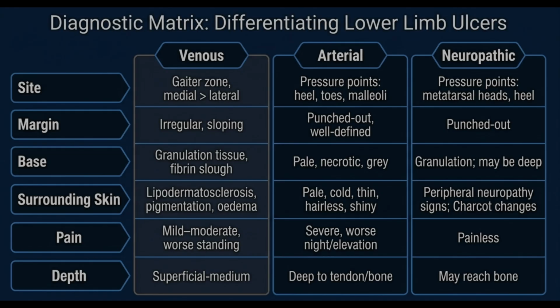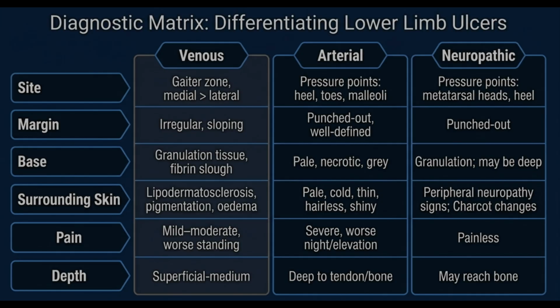This chart need not be mentioned, but I added it for the purpose of knowledge for practicals, as it is one of my professor's favorite viva questions during case presentation. That is the differential diagnosis of the lower limb ulcers. For venous, the site is the gaiter zone, medial more than lateral; arterial, pressure points: the heels, toes, and the malleoli.